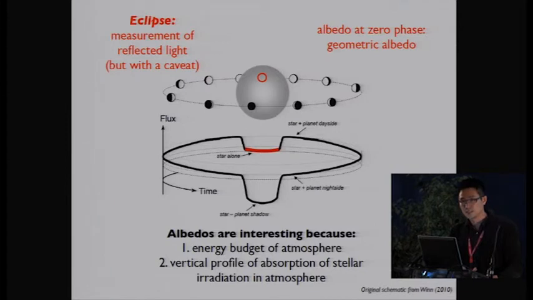Why are albedos interesting? They're interesting because they give you the energy budget of the atmosphere, so how much energy actually enters your atmosphere. That's the most obvious point.